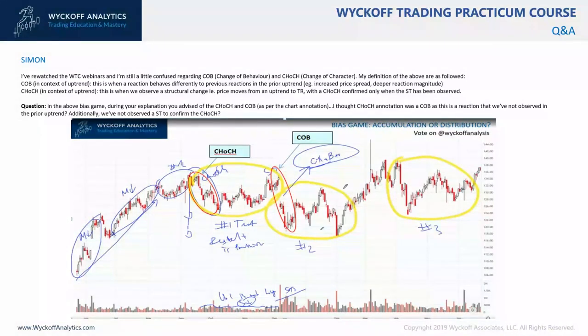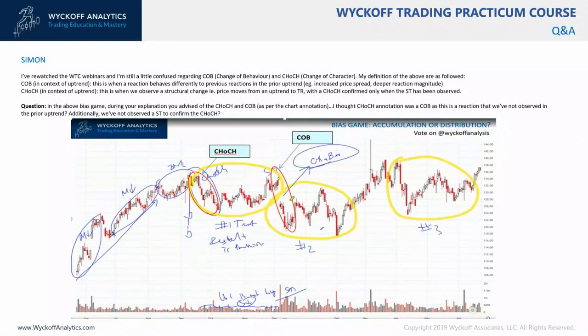What are we looking at here, right, in terms of the changes of behavior and changes of character? So we have a very obvious change of character here. Why? Because all of the previous reactions are smaller. So therefore, a change of character where we are going down, we're going up, trying to retest, and we can't. And that kind of identifies phase A in this range right here.